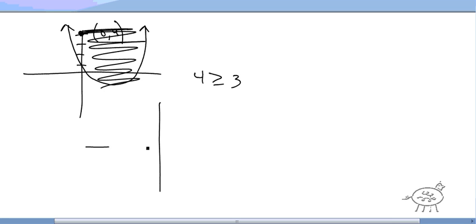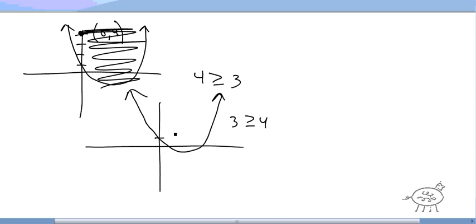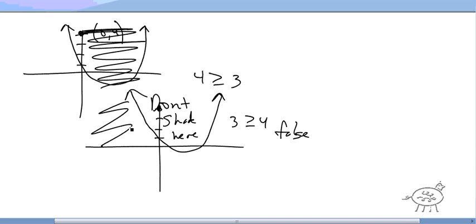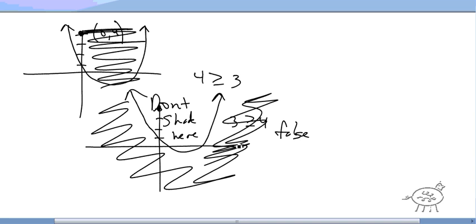Let's do that same problem, and let's say it came out to be 3 is greater than or equal to 4. So it's the same point, and if that's false, which it is, 3 is not greater than 4, then I don't shade here. Okay, so this is you don't shade here. I'm writing this in, but you're not going to write that on your paper. So you don't shade there, you shade on the outside instead. Okay, so that's the deal.